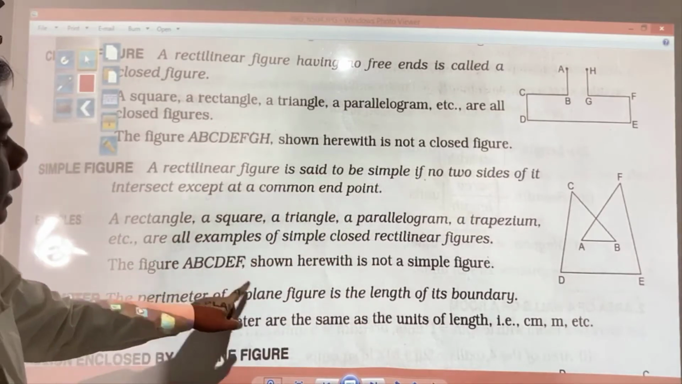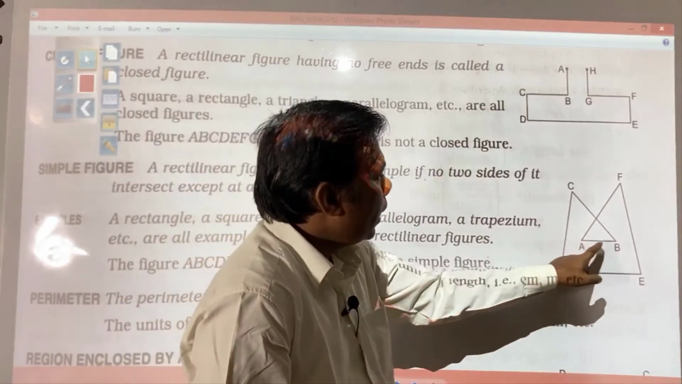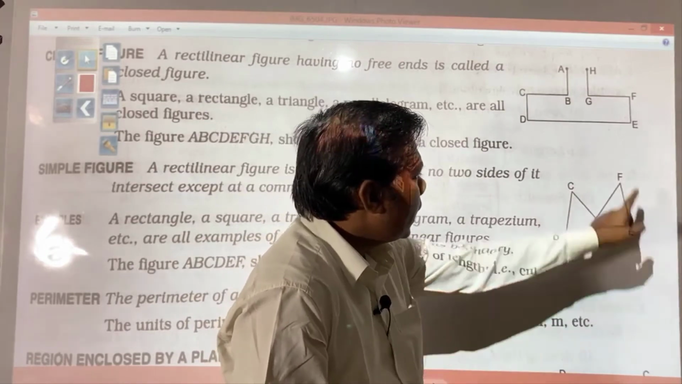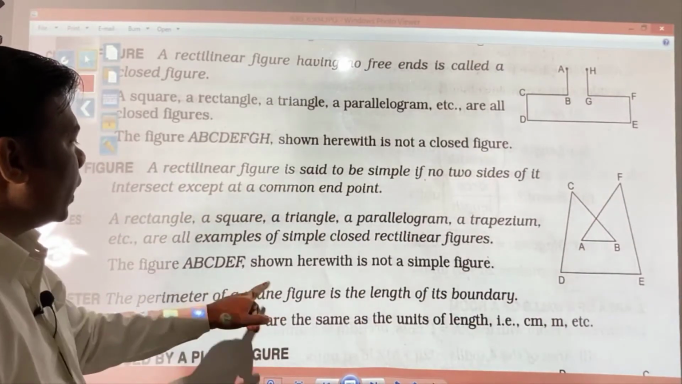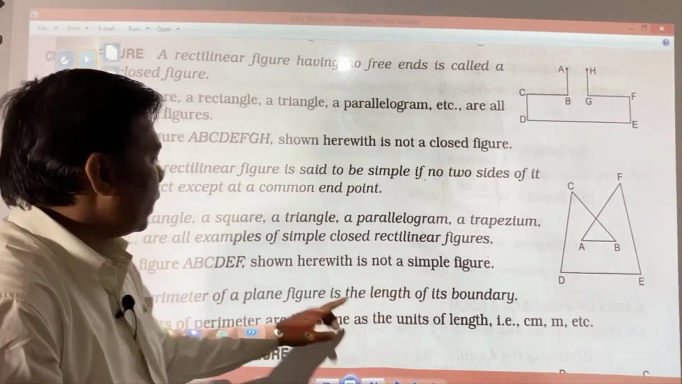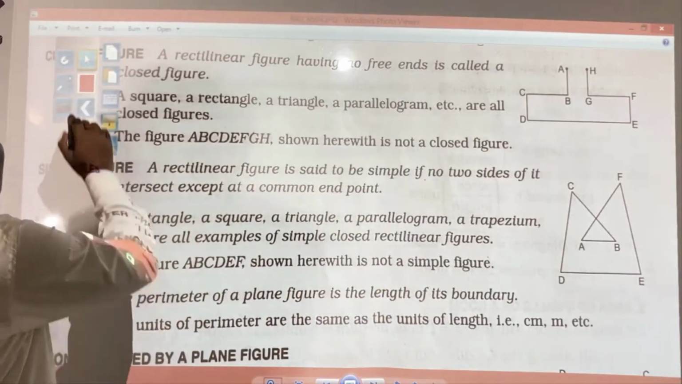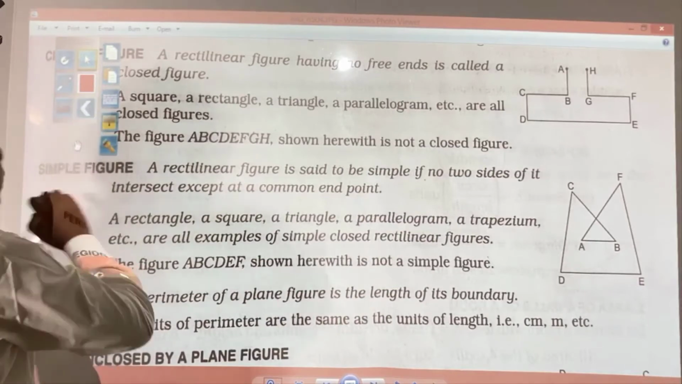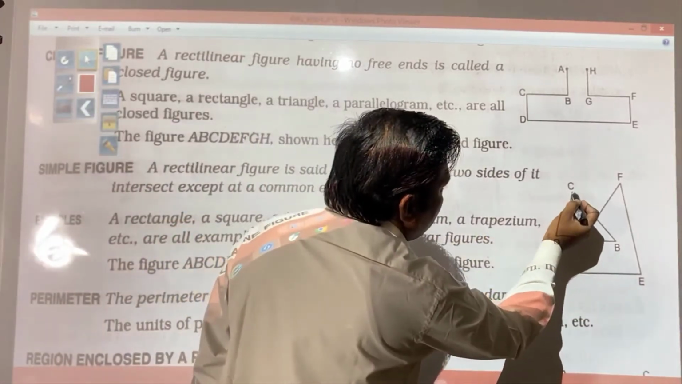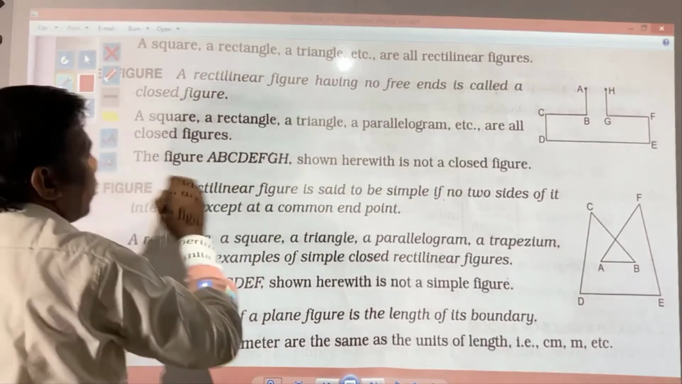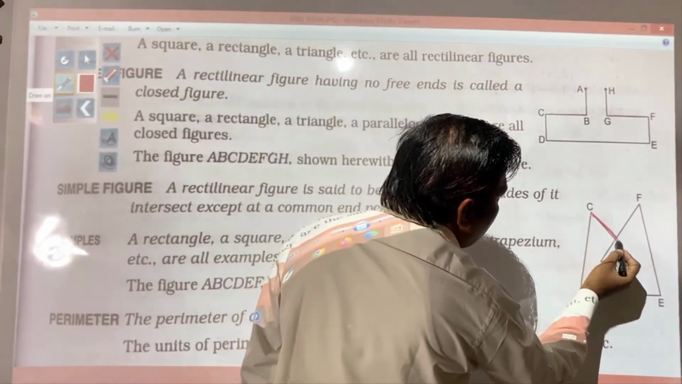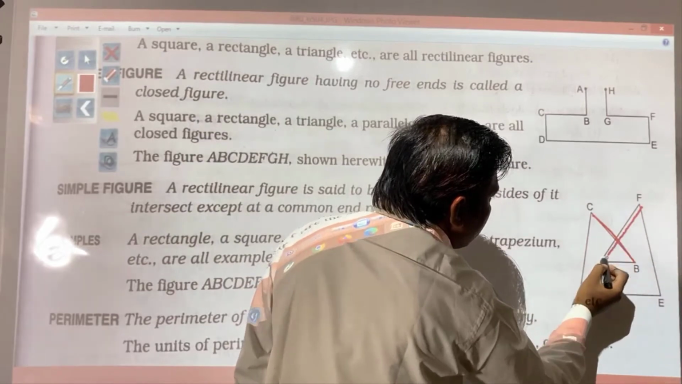The figure A, B, C, D, E, F, just you see, this figure shown here is not a simple figure. Why? Because, just you see, this line is getting intersected here. This line, you see, both the lines are getting intersected over here.